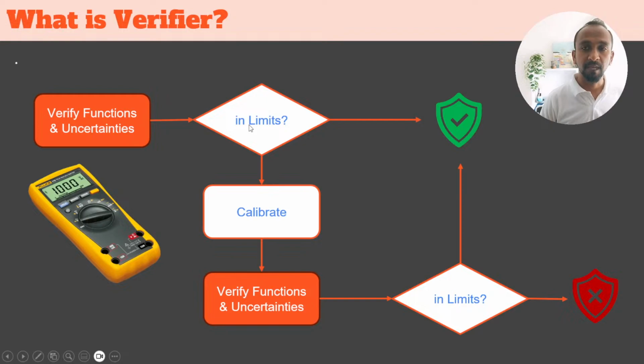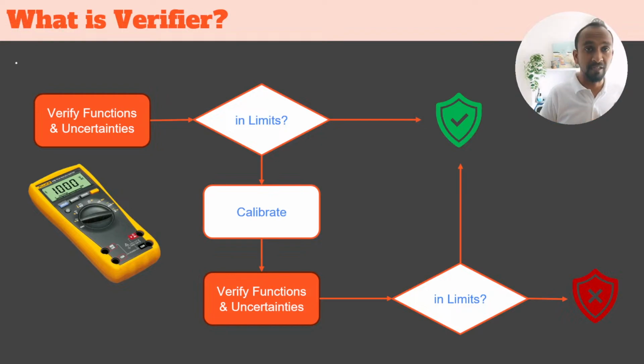And if the measurements are out of the limits, you would go for a calibration. In this case, you would try to calibrate it. You would try to fix something, change the resistor or change the capacitor or tune something to bring it within the limits. That process is exactly the calibration itself.